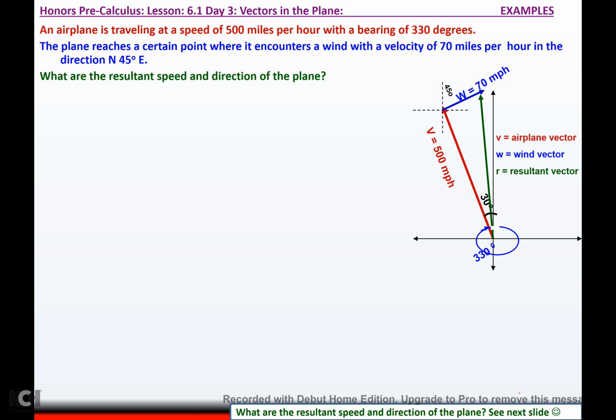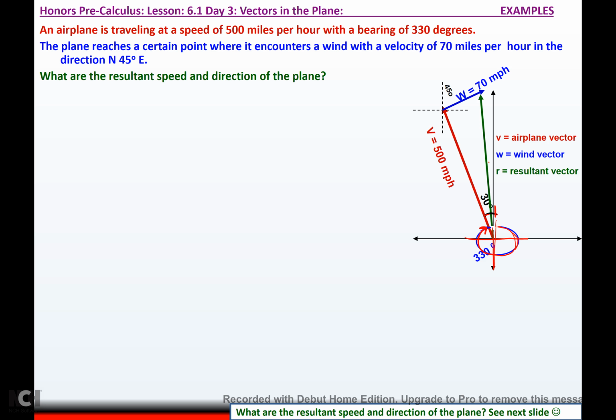There we go. All right, so it says an airplane is traveling at a speed of 500 miles per hour with a bearing of 330 degrees. So if you look at my drawing down here, okay, if you go from north, again, they give you bearings, so we're going from north. So from north, you're going 330 degrees that way, which means there's 30 degrees left right there from here to the axis, not that other vector.